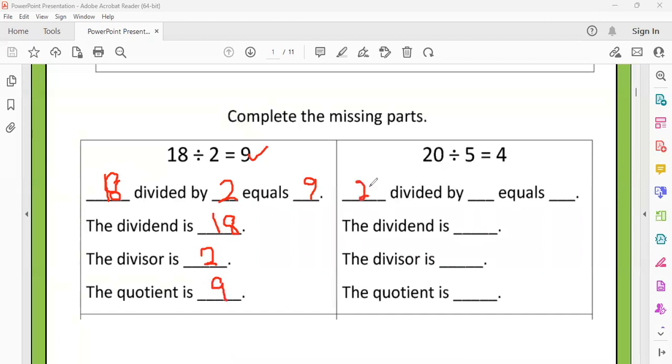So 20 divided by 5 equals 4. So your dividend is 20. Your divisor is 5. And your quotient is 4. Got it? So know your terms well. Okay, basic terms. Now, let's move on.